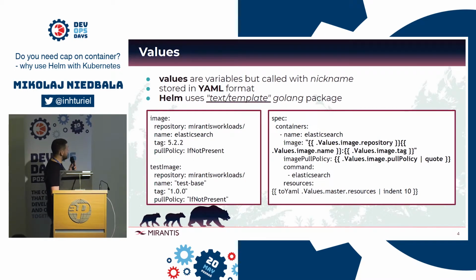So what are the variables or values? Values are the variables with some nickname. It's still a YAML file, as all other files in Kubernetes. This is supported by the Golang text template package, so you can use the power of the text template package. And as you may see, this is a sample of how a YAML file with variables looks like.